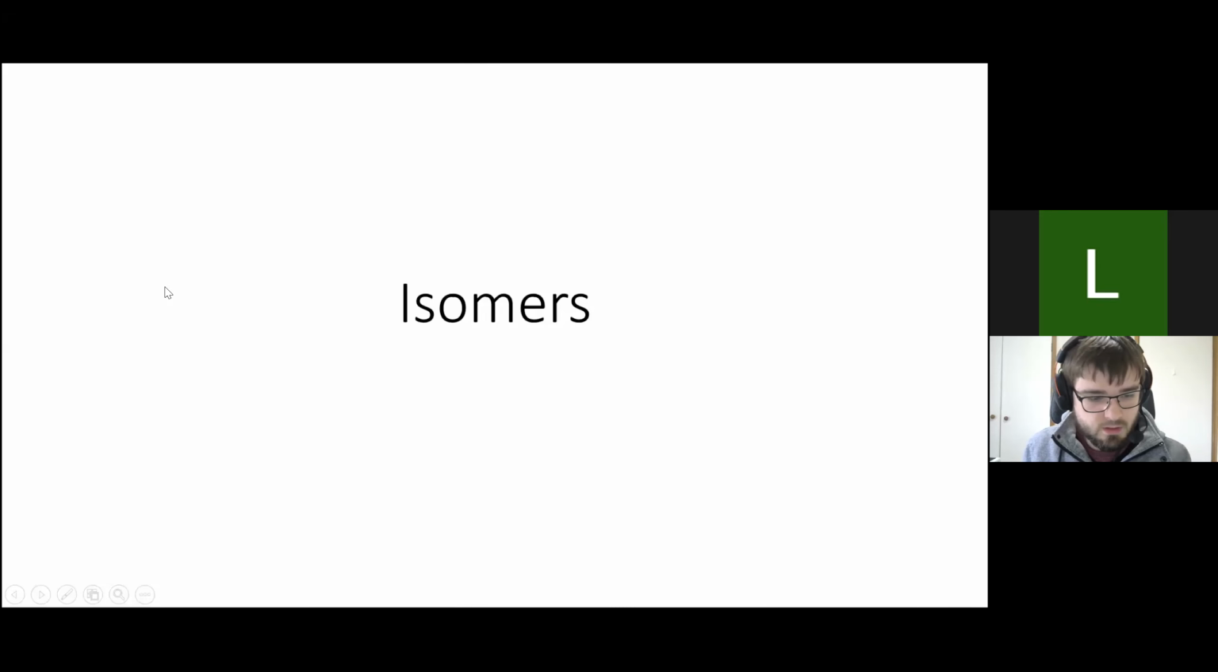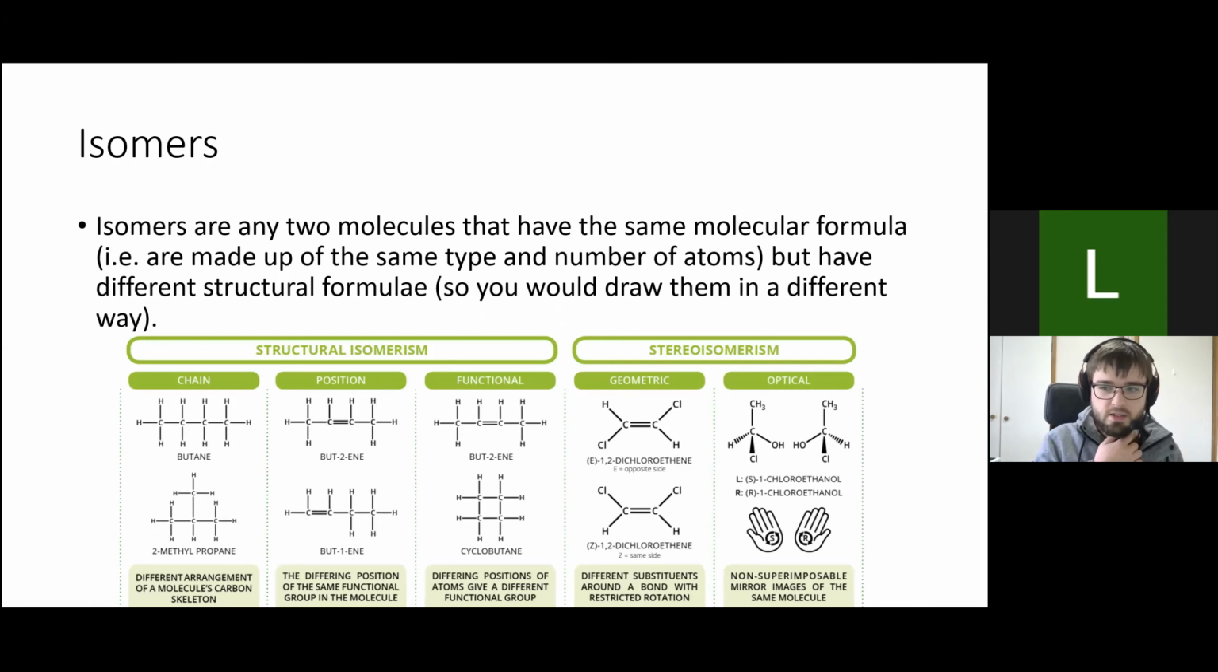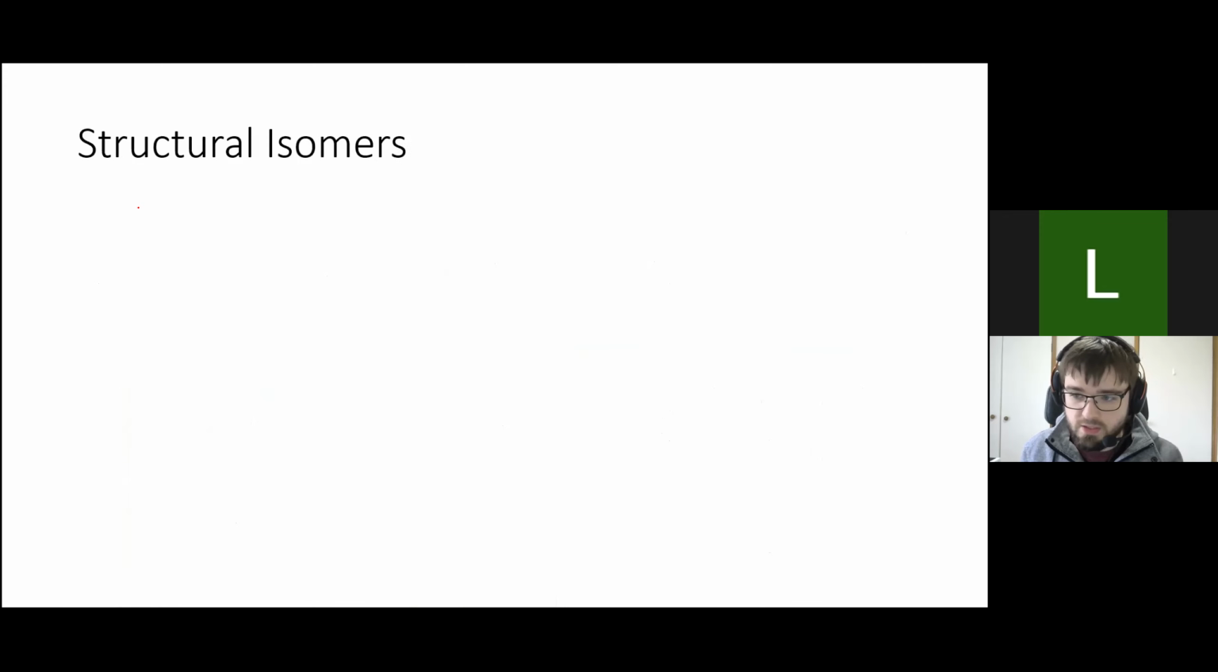Basically, isomers are any two molecules that have the same overall formula, but have some kind of difference in their structural formula, in the way that you would draw them out. You can see the start of that: iso meaning different, and mer meaning pieces. So some kind of different arrangement of atoms, even though we have the same atoms in there.